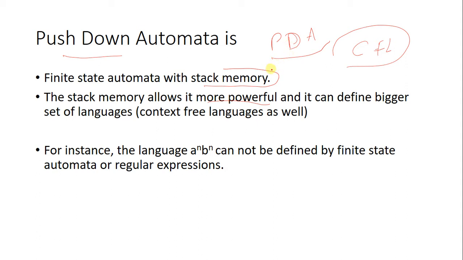For instance, you cannot define this language using regular expression or using a simple FA, because here you need to remember the number of times A has occurred. If A has occurred 9 times, B must also occur 9 times. So for this you need to remember that A had occurred 9 times. For this memory purpose we need PDA. So let's move forward and see the terminology and symbols of this PDA.